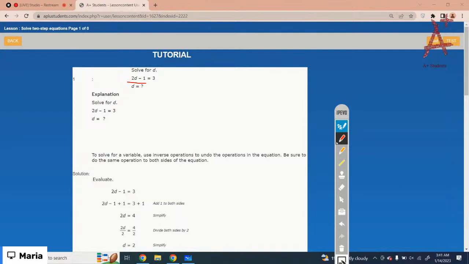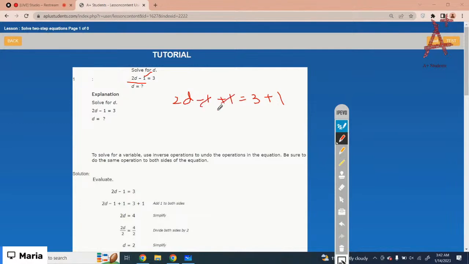Got it? So to solve for the variable, use inverse operations to undo the operations in the equation. But be sure to do the same operations on both sides. First of all, you have to remove that negative 1. So opposite to subtraction is addition. You have to add 1 to both sides. Got it?